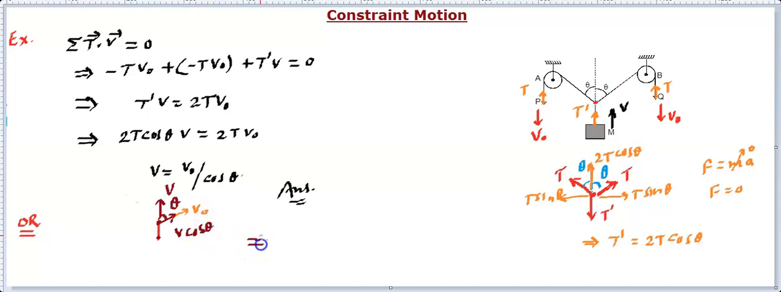So from here you can call it v naught is equal to v cos theta. But we are interested in v, so v is equal to v naught by cos theta. What I'm trying to tell you is that the final or total velocity has to be determined first. Then only you need to make the component. So for this point, this is the final velocity.